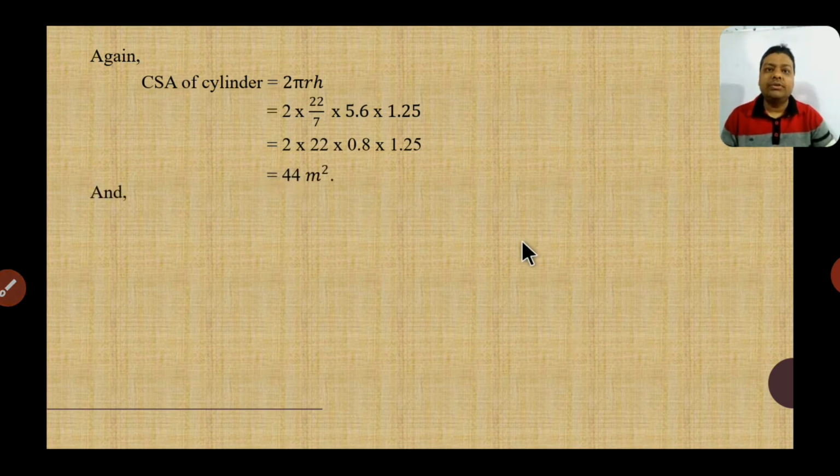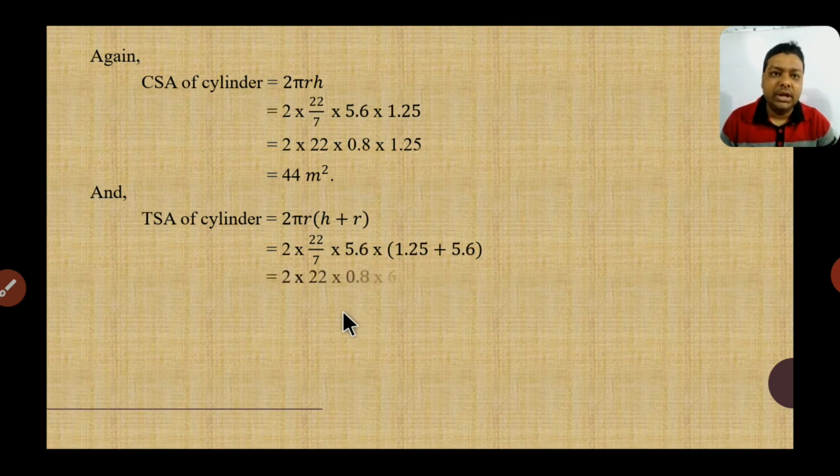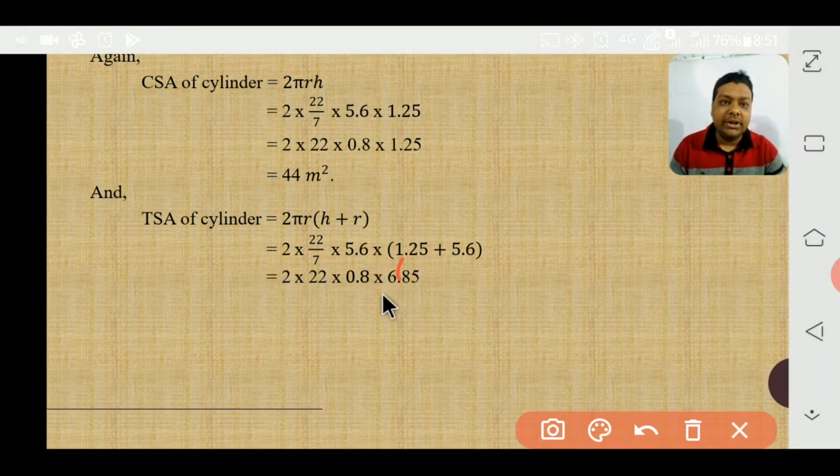Now total surface area of cylinder is 2 pi r (h plus r). Put the value 2 into 22 by 7 into r, 5.6, into 1.25 plus 5.6. It will be 7 8 56. Now so 2 into 22 into 0.8 and 6.85. Let's multiply it also. At first here you can see we will remove the decimal, then 100. Now both are divisible by 5. 5 20 ja, and this is also divisible by 5. 5 1 ja 5, 5 3 ja 15, 5 7 ja 35. Okay, now 2 10 ja 20.